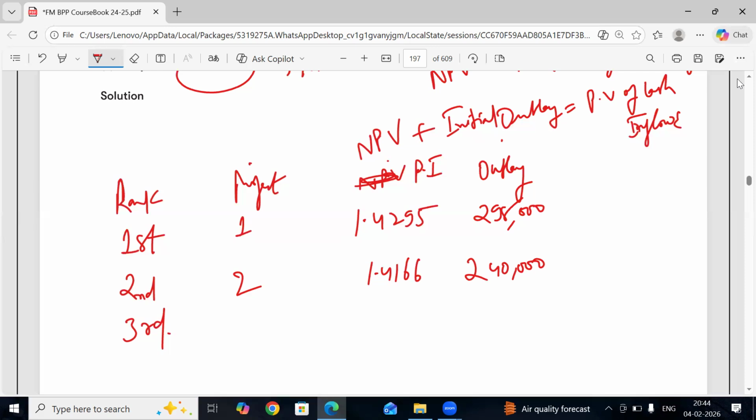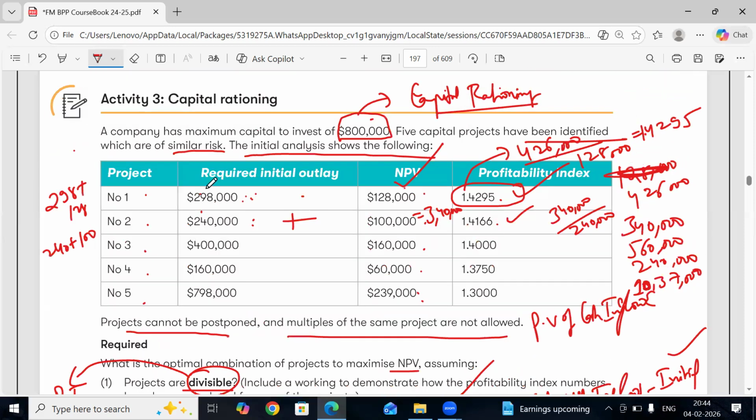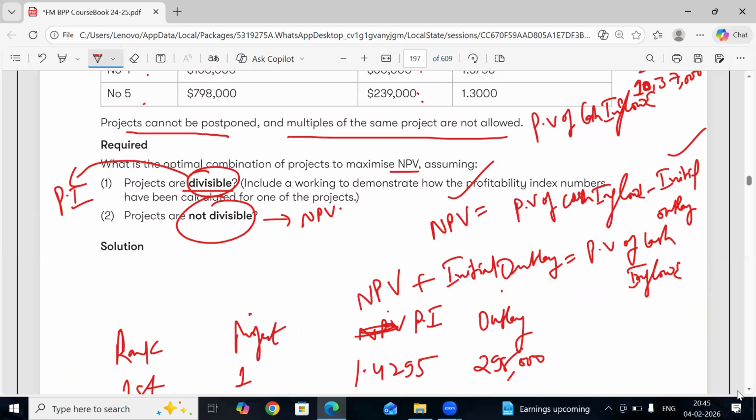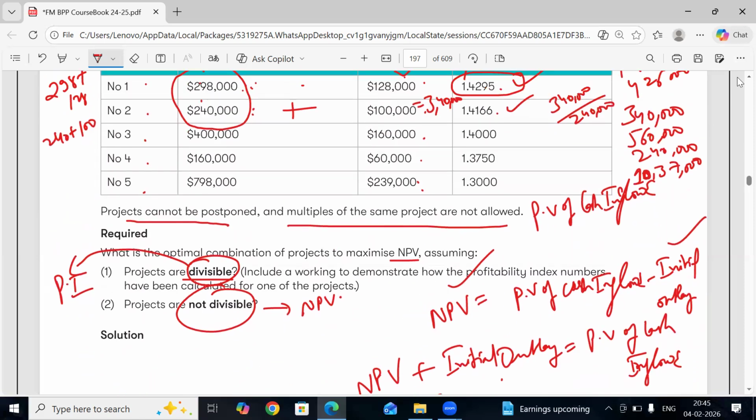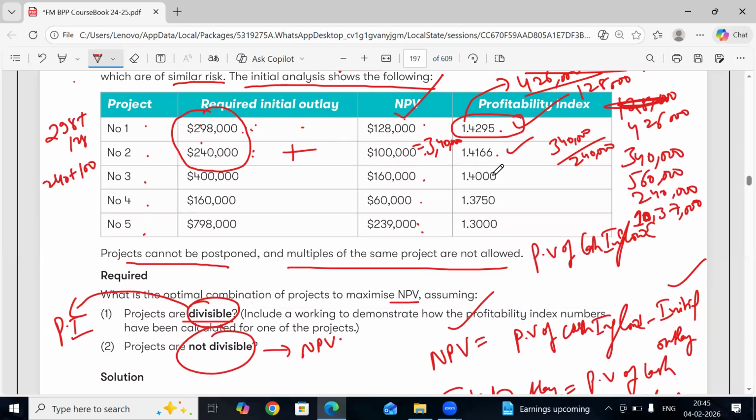And see, we have only 8 lakh. There is capital rationing. When we have invested these two amounts out of 8 lakhs, what is leftover? 8 lakhs minus 2,98,000 minus 2,40,000, so 2,62,000 is left over. We can invest that much only, and that we have to take from project 3, which is the next highest rank: 2,62,000 out of 4 lakhs.